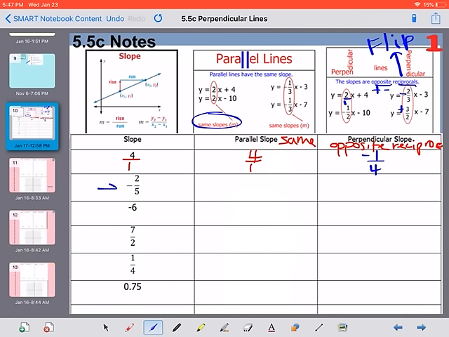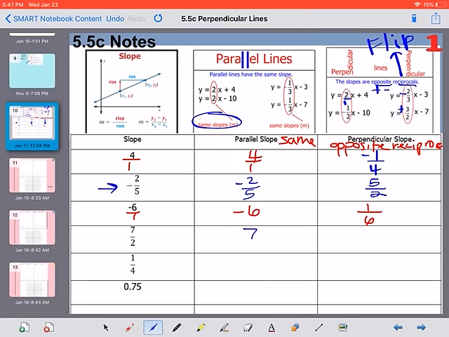Next, we have the slope negative 2 over 5. If it's parallel, our slope's the same. If it's perpendicular, opposite: instead of negative, it's a positive. Instead of 2 over 5, we have 5 over 2. Next, our slope is negative 6. Parallel slope is the same, but perpendicular, instead of negative, it's positive. Instead of 6 over 1, we have 1 over 6.